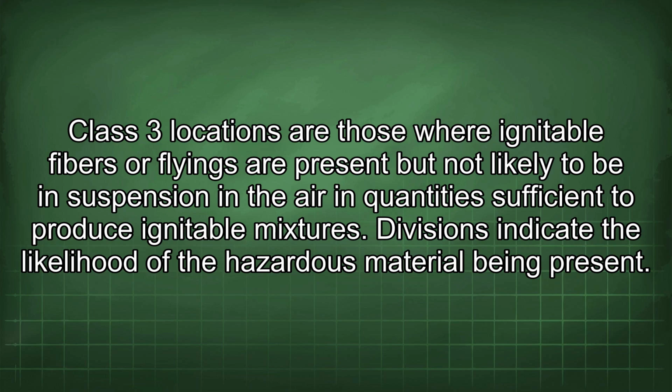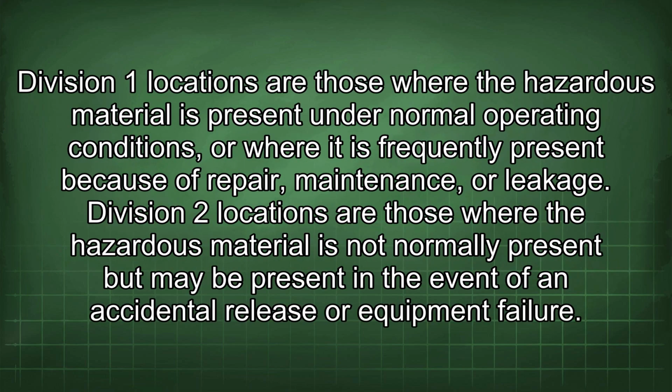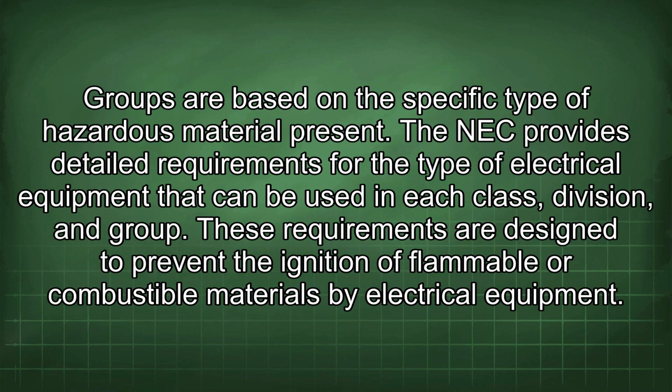Divisions indicate the likelihood of the hazardous material being present. Division 1 locations are those where the hazardous material is present under normal operating conditions, or where it is frequently present because of repair, maintenance, or leakage. Division 2 locations are those where the hazardous material is not normally present but may be present in the event of an accidental release or equipment failure. Groups are based on the specific type of hazardous material present.